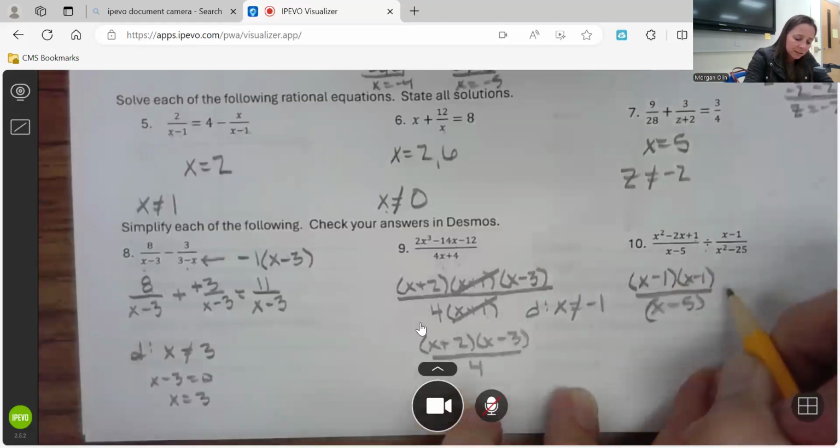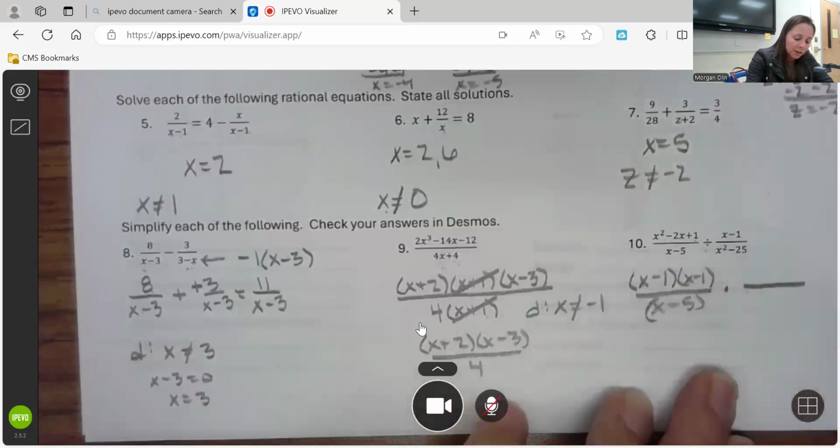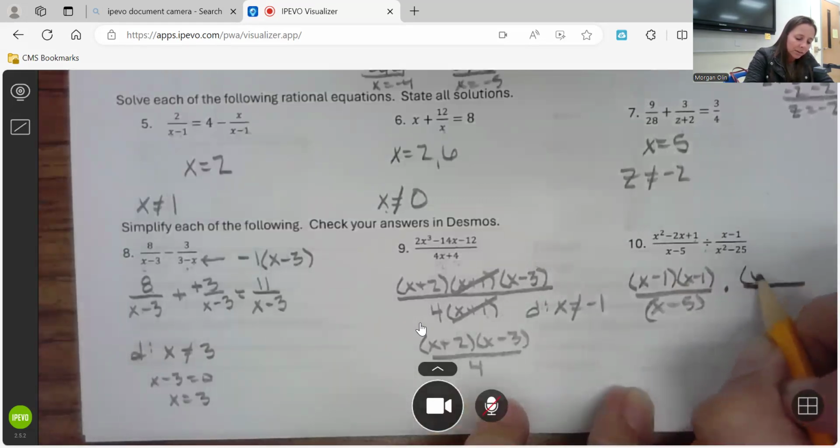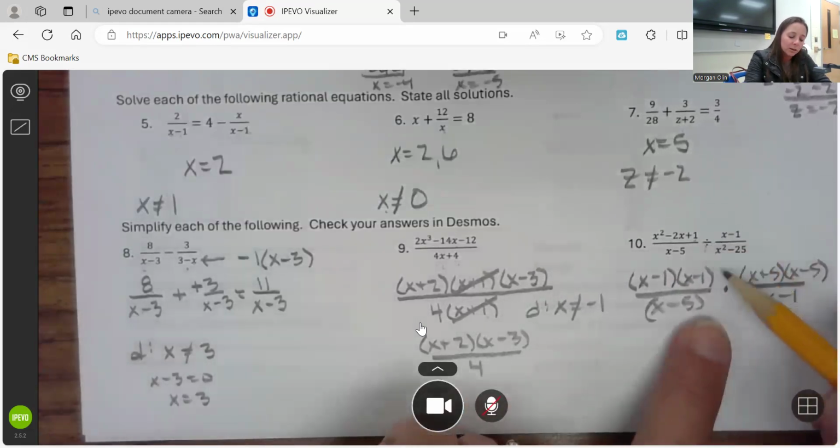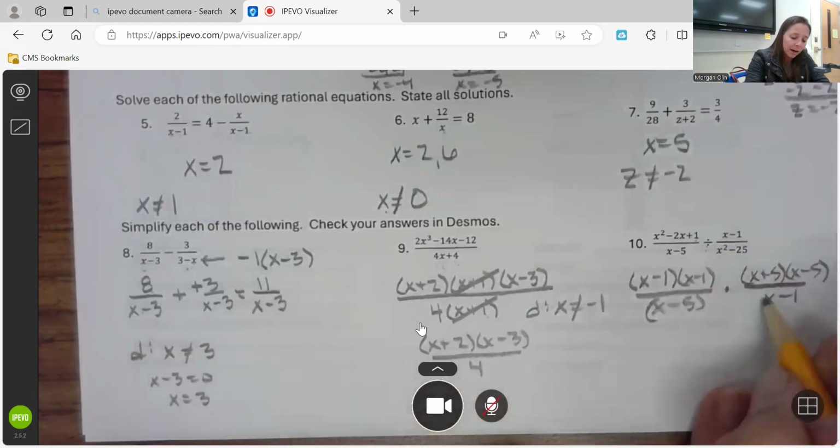I'm going to put parentheses around it. Now change it to multiplication. All right, and flip it. That's x plus 5, x minus 5. All right, and then the x minus 1. Remember, when it's multiplication or division, we keep this the same. We change this to multiplication and we flip that.